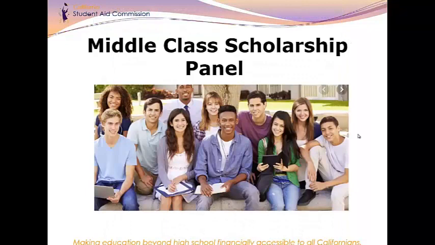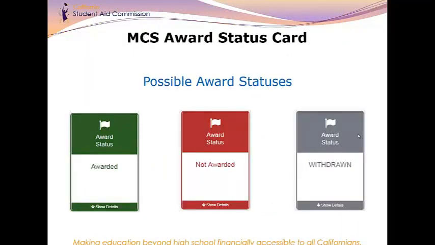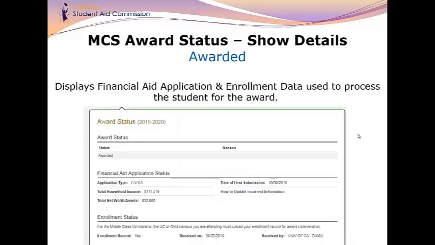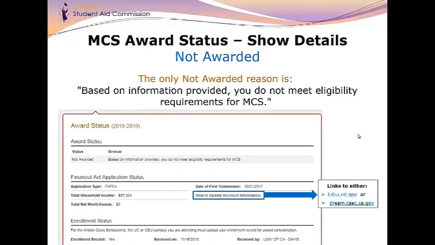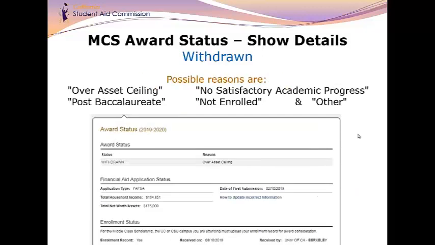Next, we'll look at the panels for the Middle Class Scholarship. The first thing you'll see are the possible award statuses. You'll be awarded, not awarded, or you'll be withdrawn. By clicking Show Details, you'll be able to see more details about your status. If there's incorrect information, by clicking on How to Update Incorrect Information, you'll be directed to either the FAFSA or your DREAM Act. Possible reasons for being withdrawn are over the asset ceiling, post-baccalaureate, no satisfactory academic progress, not enrolled, and other. You will need to see your financial aid office for more details.